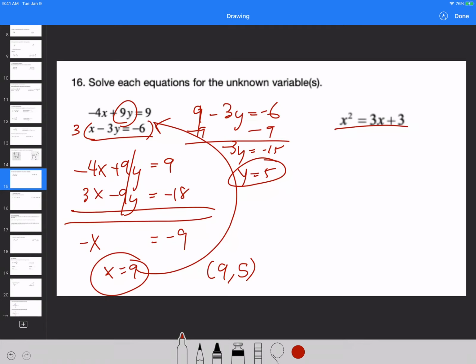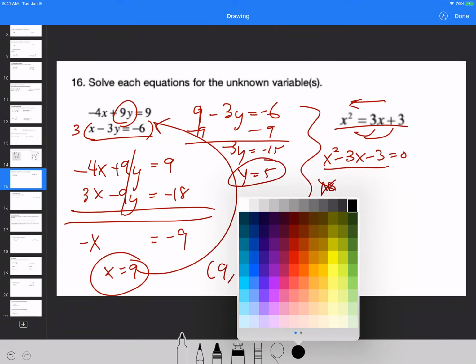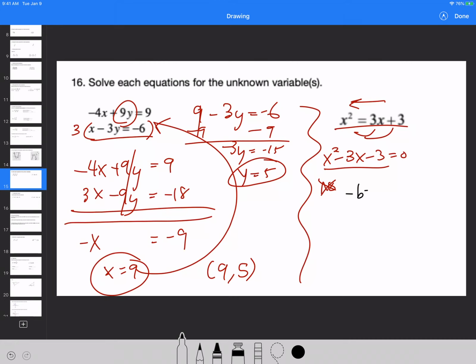Next, I have x squared equals 3x plus 3. It's a quadratic, so I'm going to move everything to one side. x squared minus 3x minus 3 is equal to 0. I'm moving everything to the side where x squared is present. Can this be factored? Nope. Which means, what do I got to use? -b plus and minus the square root of b squared minus 4ac all over 2a. The quadratic formula is what you should be using.